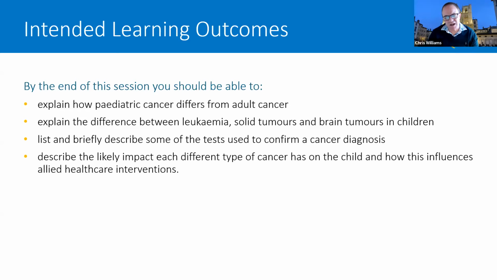Have a bit of a chat around the differences between leukaemia, solid tumours and brain tumours in children. These are the three main disease groups. To list and briefly describe some of the tests we use to confirm a diagnosis and describe some of the likely impacts that this type of cancer may have on the child, what are their outcomes, and how that might influence you and your allied healthcare interventions.